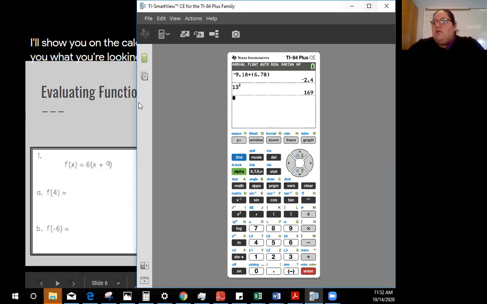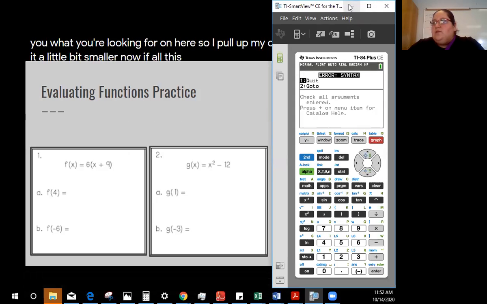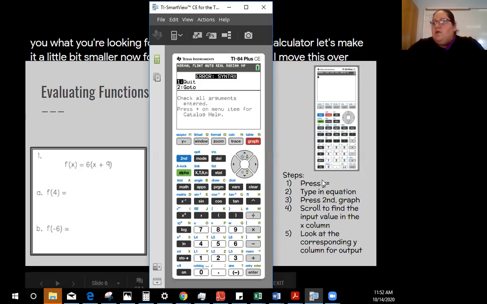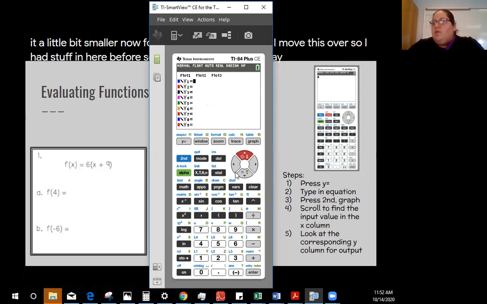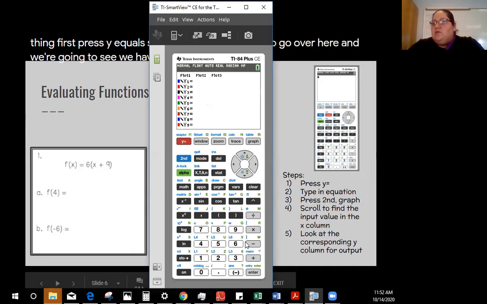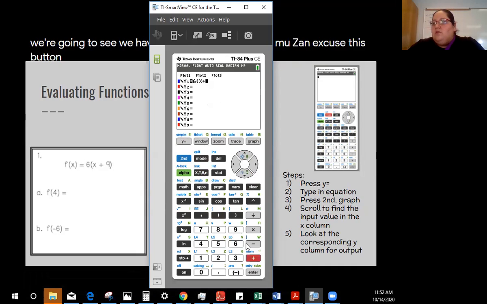So if I pull up my calculator, let's make it a little bit smaller. I'll follow the steps that it says. I'm going to move this over. I had stuff in here before, so I'm just clearing it out. Okay. So it says first thing first, press Y equals. So Y equals. And then we're going to see we have 6 parentheses X. Anytime I use an X, I use this button, plus 9, close parentheses.